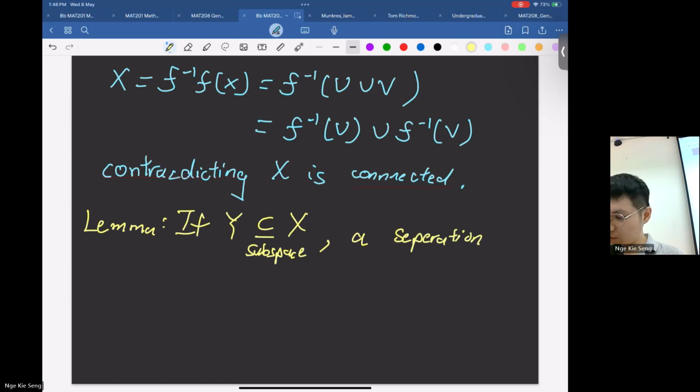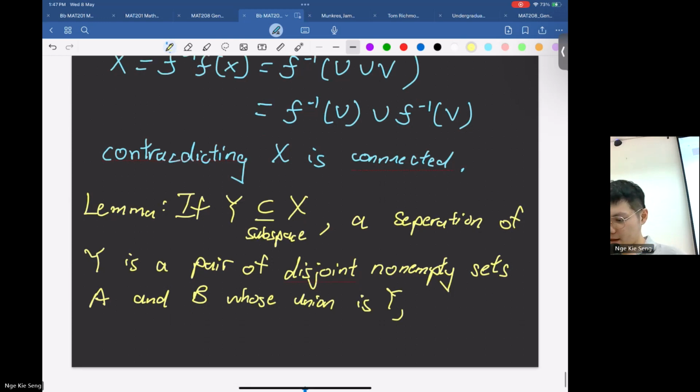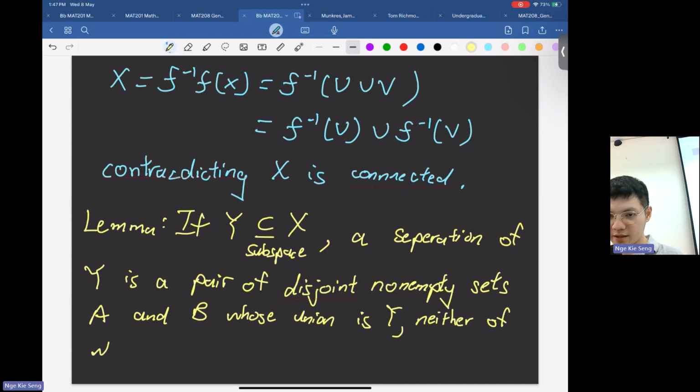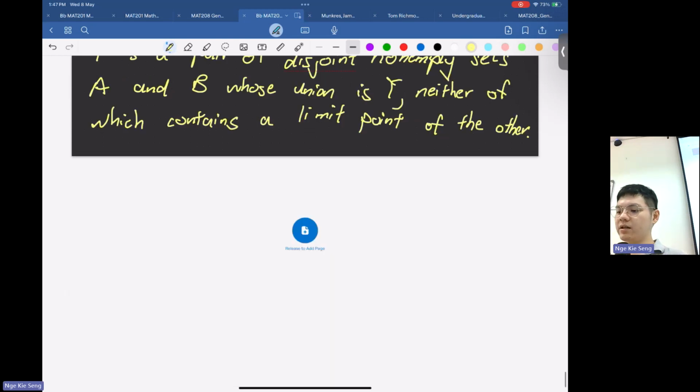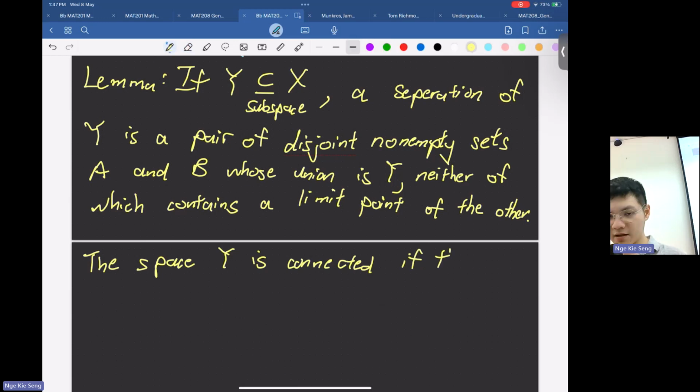A separation of Y is a pair of disjoint non-empty sets A and B whose union is Y, and neither of these two sets would contain a limit point of the other. So write down the criteria of a separation of a subspace. Then the space Y is connected if there exists no separation that we discussed above.